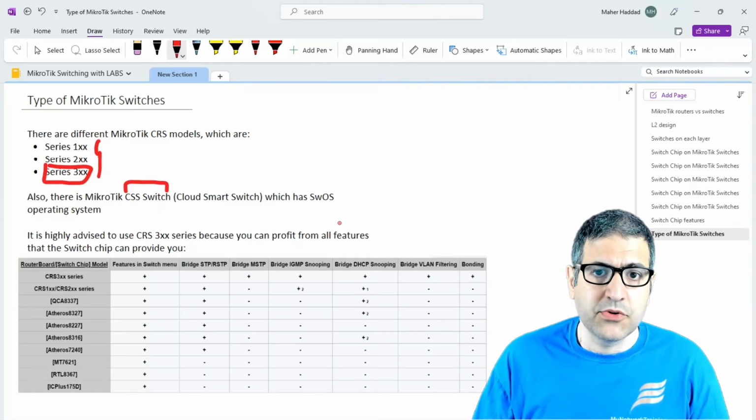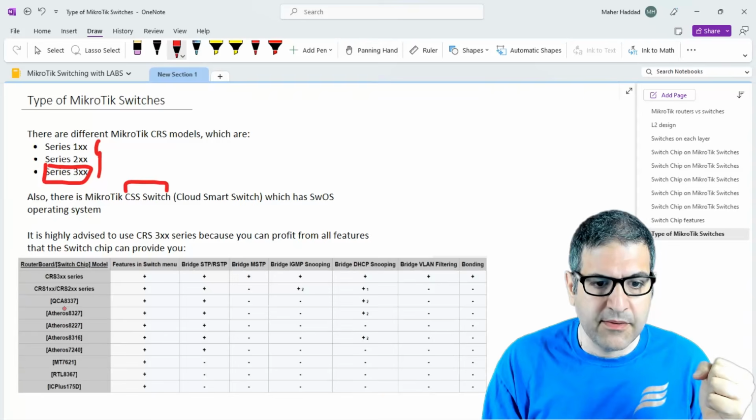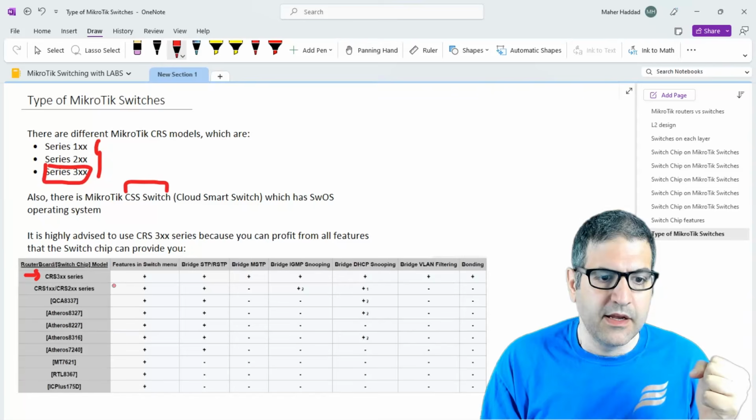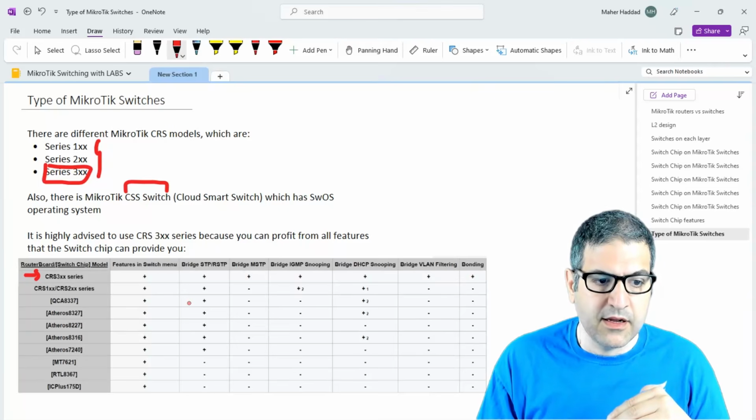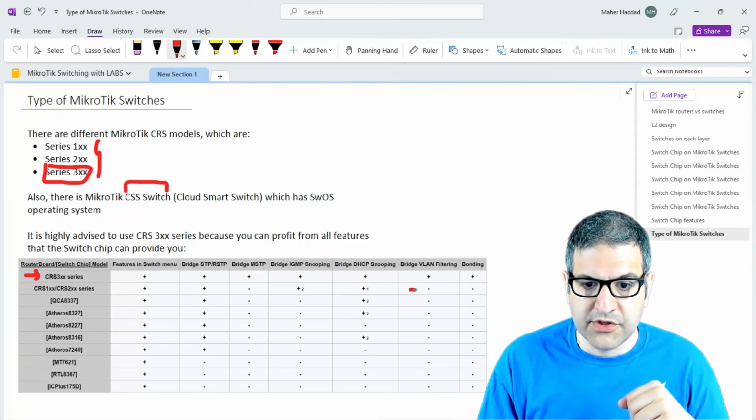Another reason to use the CRS 300 is that you can profit from all the features the switch chip can provide. This is also a table I took from the MikroTik website. This is the CRS 300 series. Look, it has features on the switch menu: bridge STP, RSTP, bridge MSTP, bridge IGMP snooping, bridge DHCP snooping, bridge VLAN filtering, bonding. So it covers everything. While the other ones, like for example CRS 100 and CRS 200, you can see over here that they don't have bridge VLAN filtering and don't support bonding, and so forth.